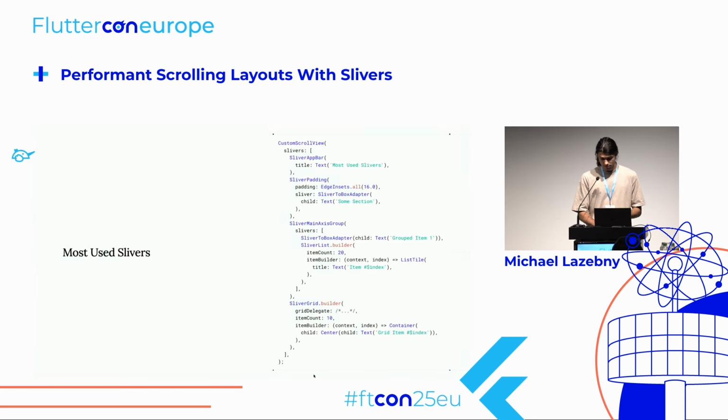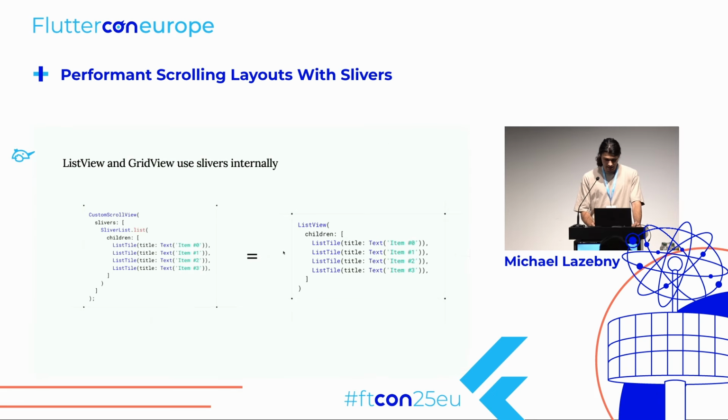And the sliver grid, again, this is the same thing as the grid view, but it is adapted to the custom scroll view. And again, list view and grid view use slivers internally under the hood. And basically these two are pretty much the same.